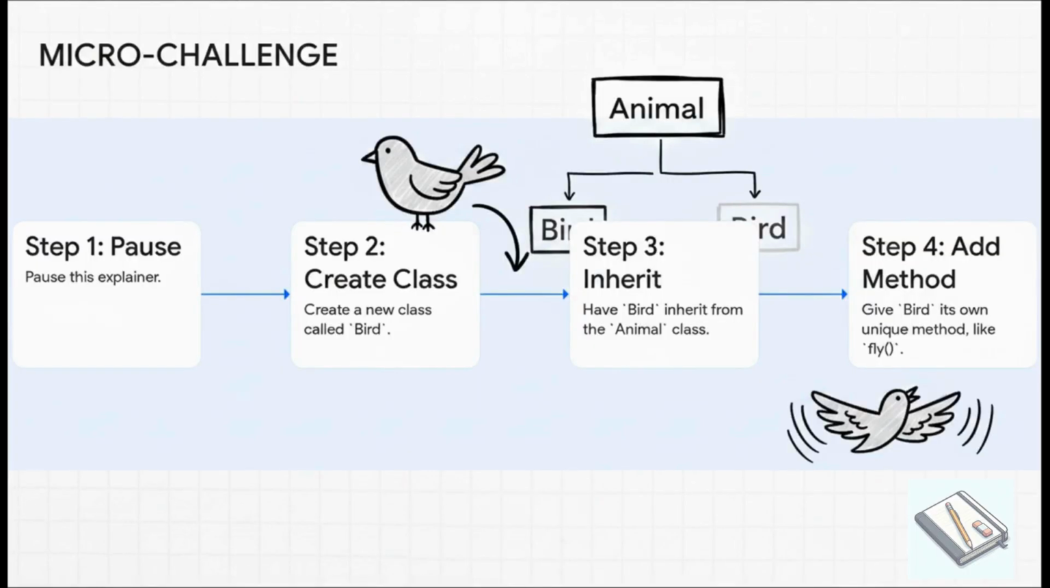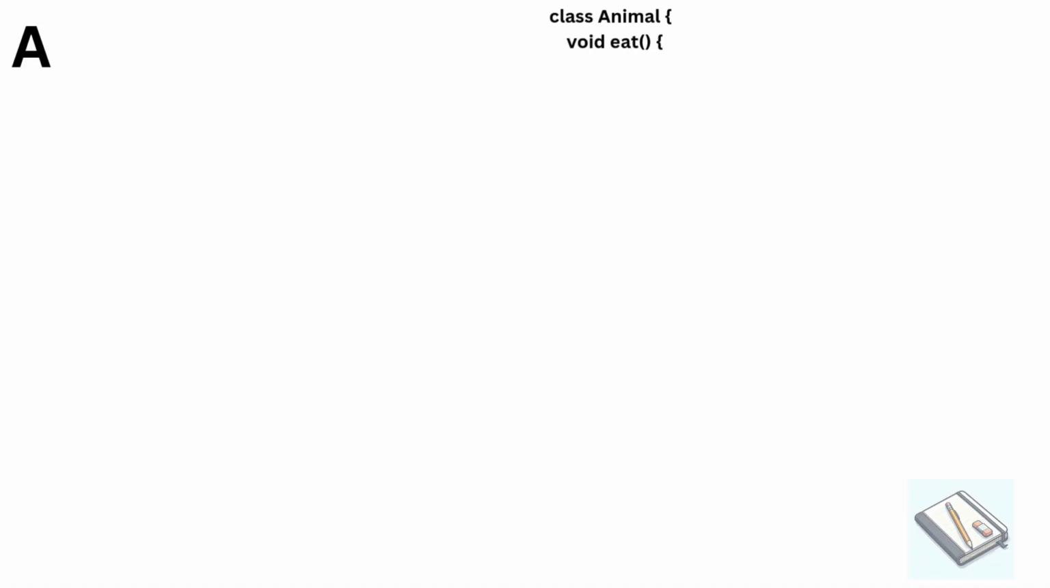Okay, time for a quick micro challenge to make sure this all sinks in. Go ahead and pause this explainer for a sec. Try to create a new class called Bird. Make it inherit from our Animal class, and then give it its own unique method. Maybe something like fly.